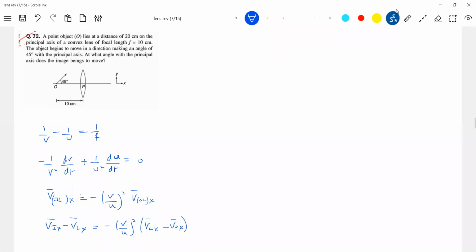If the lens is moving, substitute the velocity of the lens. So what is the state of the lens? The lens is at rest. So VIx is equal to minus of v by u whole square into VOx. Substitute all these things with sign and use this formula to calculate v, or bring magnification if you want. Magnification, v by u, is magnification, no?